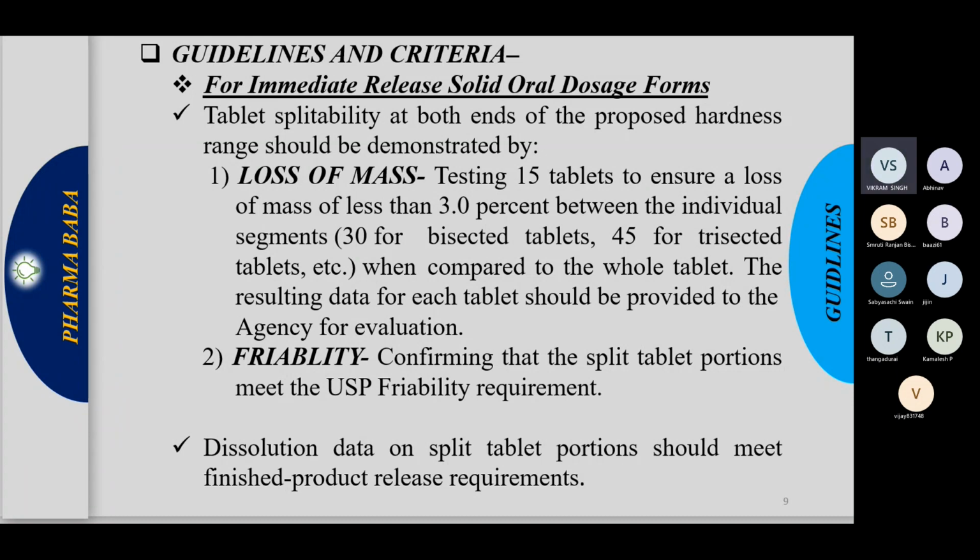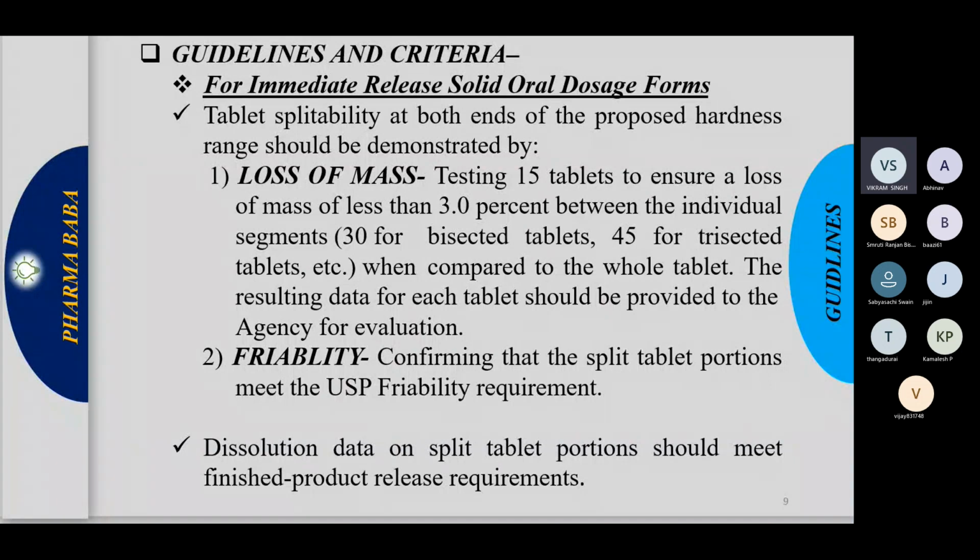So you have to check the loss of mass for each tablet. Some people take 15 tablets and provide the average to the agency. That is not recommended. What they recommend is that for each and every tablet, you calculate loss of mass, and that loss of mass should be less than 3%. Apart from that, you have to check the friability of the split portion also, and it should be less than 1%. So that is also required.